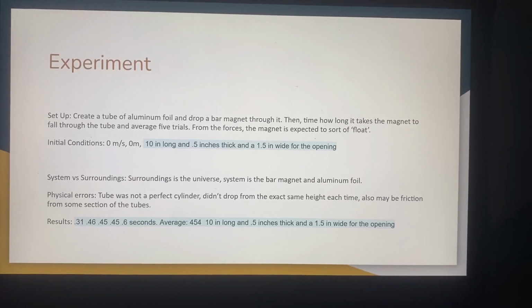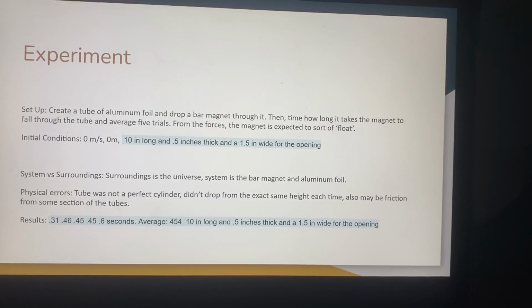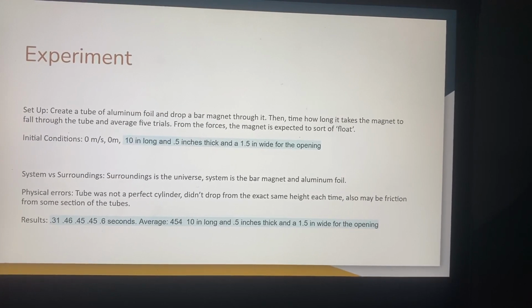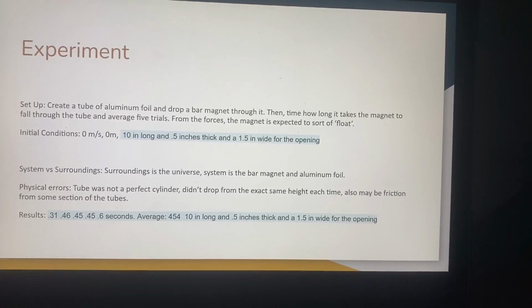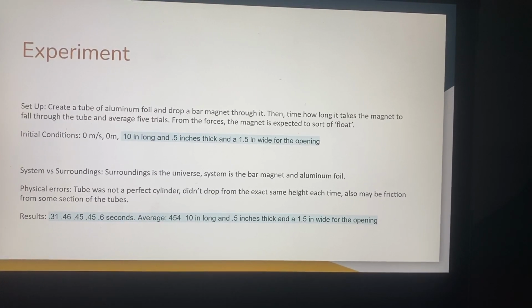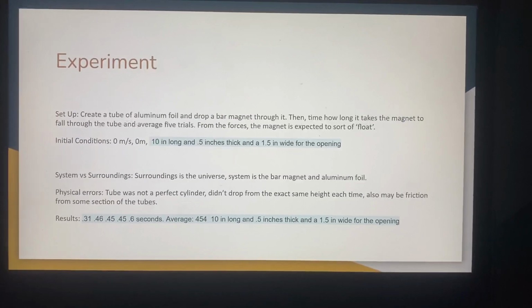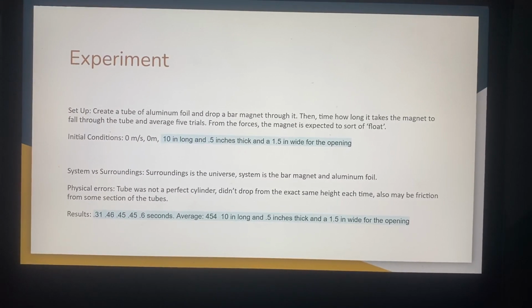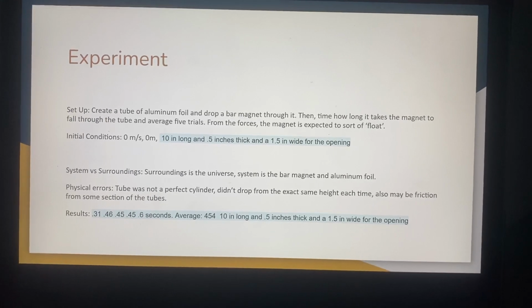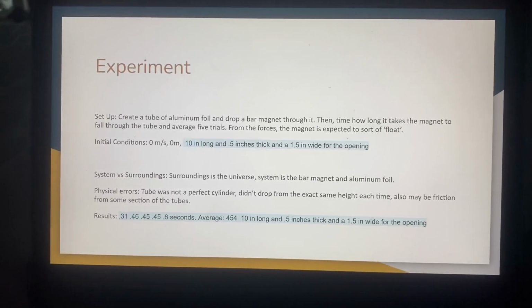System versus surroundings. The surroundings are the universe and the tube, and the system is the bar magnet, not the aluminum foil. I need to change that. Physical errors: the tube was not a perfect cylinder, so there were a lot of surface bumps and things like that. So it shouldn't be modeled as a perfect cylinder, even though it is in the code.